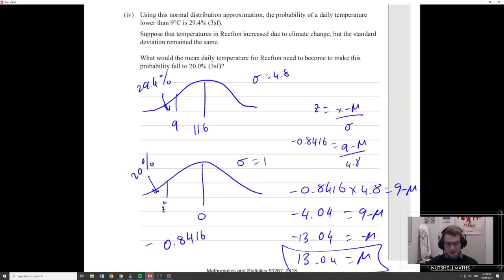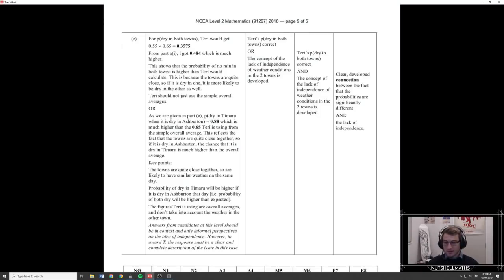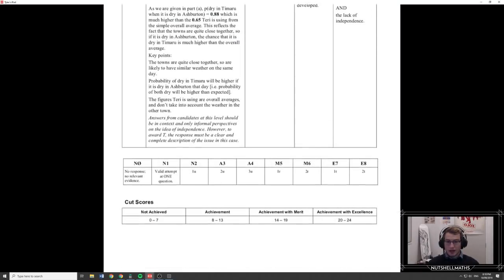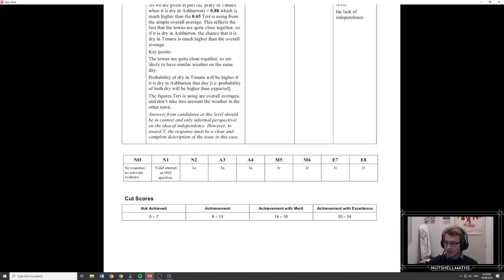How many points to pass? Good question. Let's have a look at the marking scheme. Right, so we needed 8 to 13 to pass, 14 to 19 to get merit, 20 to 24.